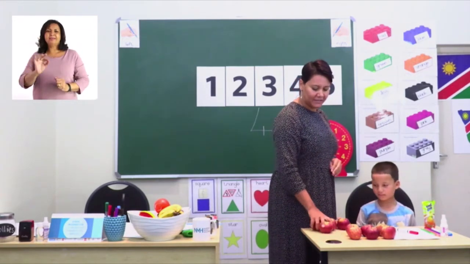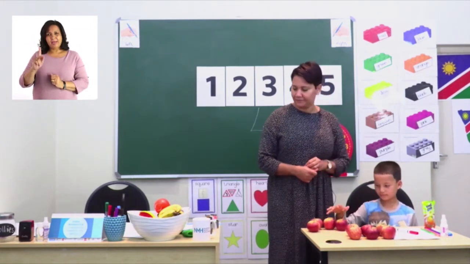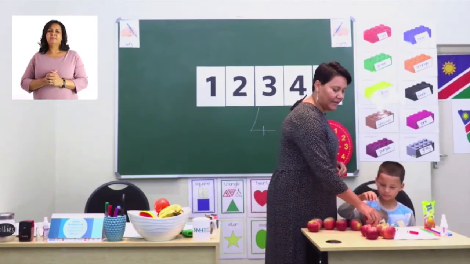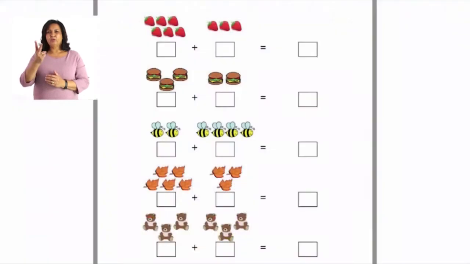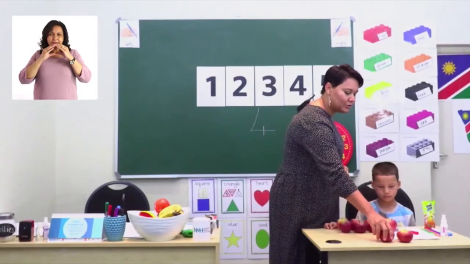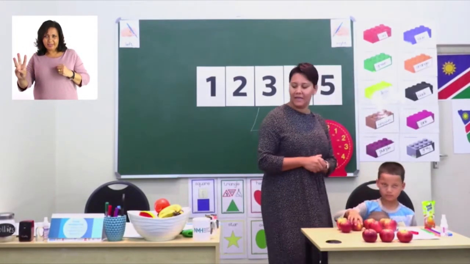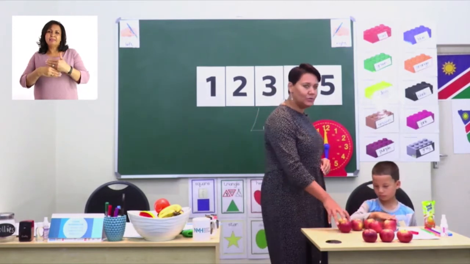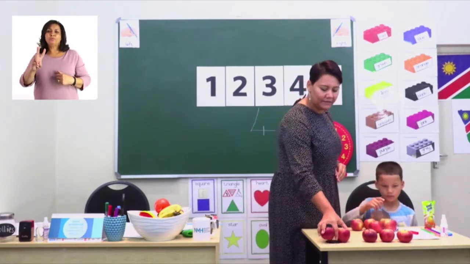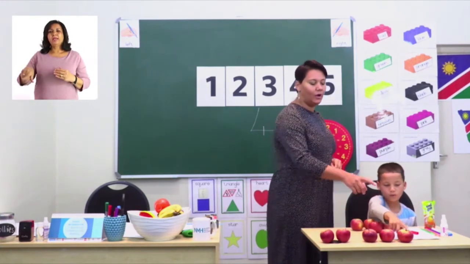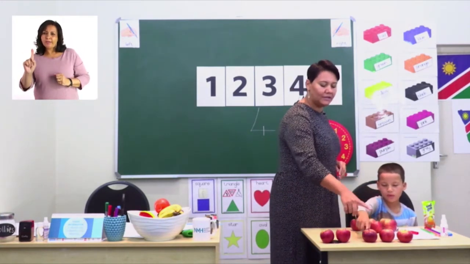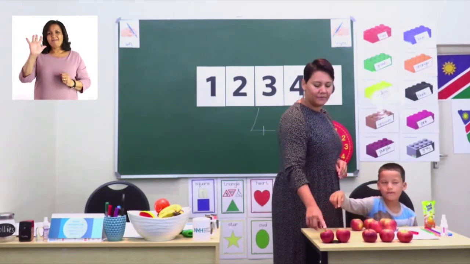Let's do one more demonstration to see if you remember. Let's look at the number of the burgers in the picture on page 14. We have 3 burgers. 1, 2, 3 burgers, and plus 2 more burgers. 1, 2. Let's count them all together. 1, 2, 3, 4, 5.